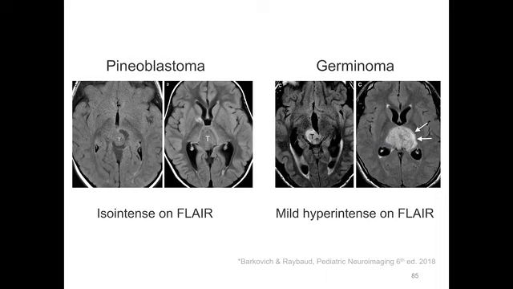There's one clue brought up in the textbook by Professor Barkovich and Raybaud. They say if you look at the FLAIR images of the tumors, the pineoblastoma tends to be more isointense compared to the surrounding structures, but the germ cell tumor on FLAIR tends to be more hyperintense compared to surrounding structures. I don't have such experience using this one, so probably you can keep this in mind in the future whenever you see pineal tumors and you are thinking about these two entities, you can use FLAIR to try to narrow your differential diagnosis.